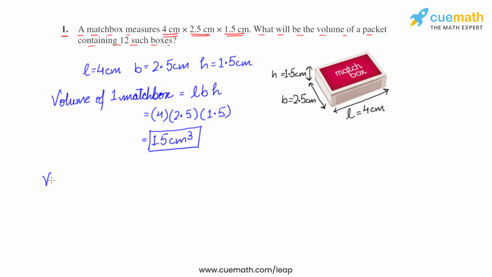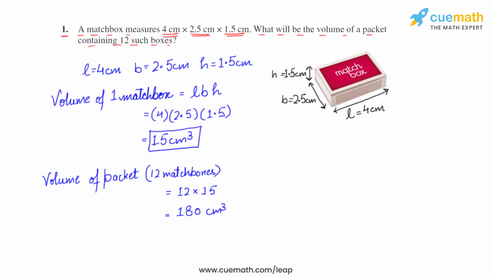If now we have to find the volume of complete packet. So volume of packet containing 12 matchboxes. So we will multiply volume of one matchbox by 12. So 12 multiplied by 15. The answer will be 180 cubic centimeters. So this will be the volume of one packet which contains 12 such matchboxes.